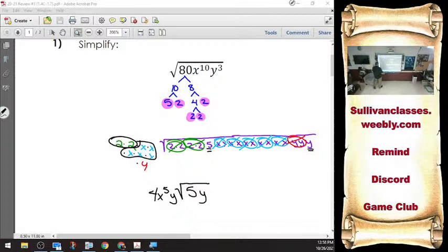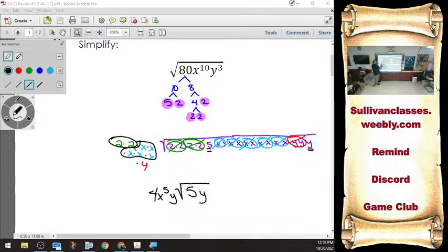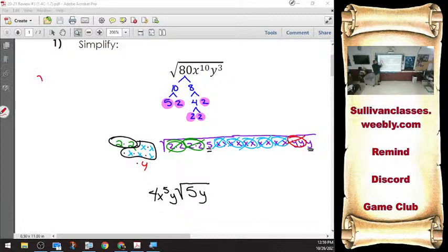This was one way to do it. The other way, a little more sophisticated, was, remember our perfect square list? You run down the perfect square list starting below 80. Our perfect squares: 1, 4, 9, 16. We wrote down all of our perfect squares. I want to find the biggest perfect square that goes into 80. And it happens to be 16.